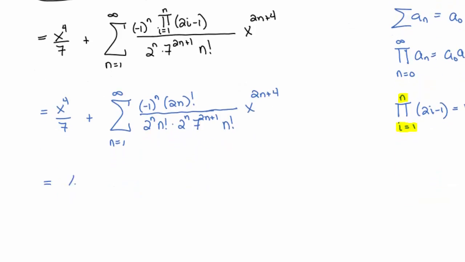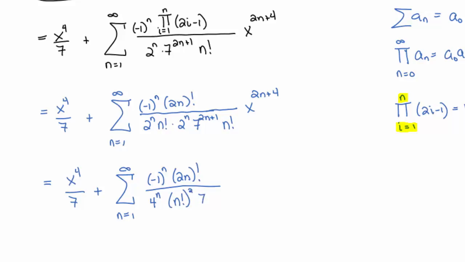you get x to the fourth over 7 plus summation n equals 1 to infinity, negative 1 to the nth, 2n factorial. And then downstairs you have 2 to the n times 2 to the n, or that's 2 to the 2n, if you want to do it that way, right? 2 to the n times 2 to the n is 2 to the n plus n, or 2 to the 2n, which is the same thing as 4 to the n, honestly. And then you have n factorial squared, and then you have 7 to the 2n plus 1, x to the 2n plus 4.